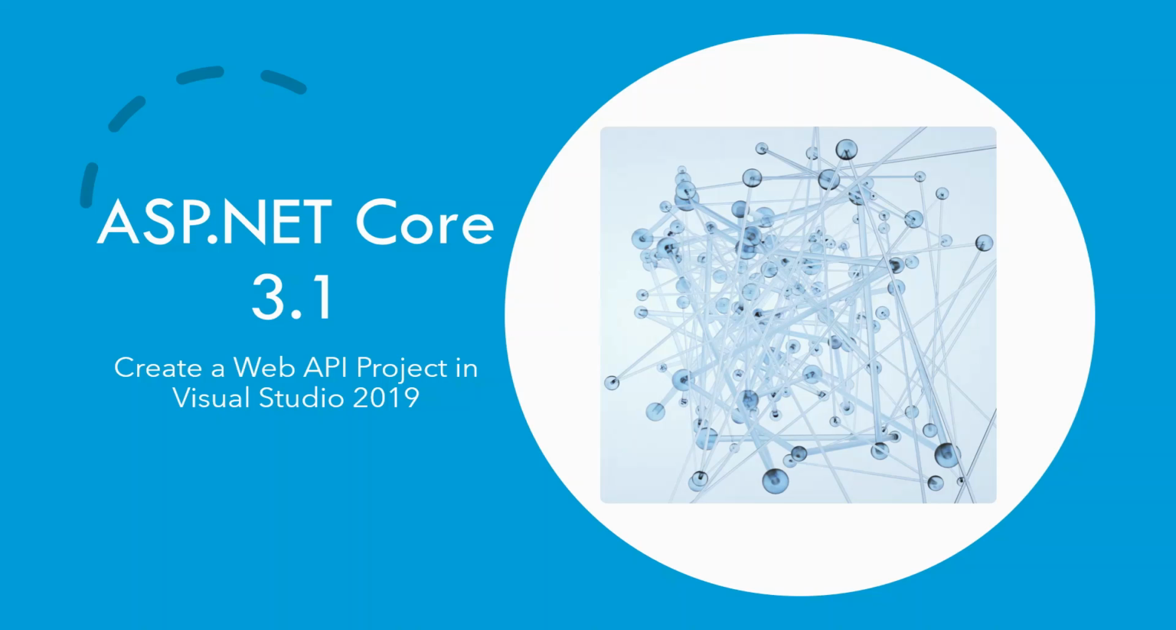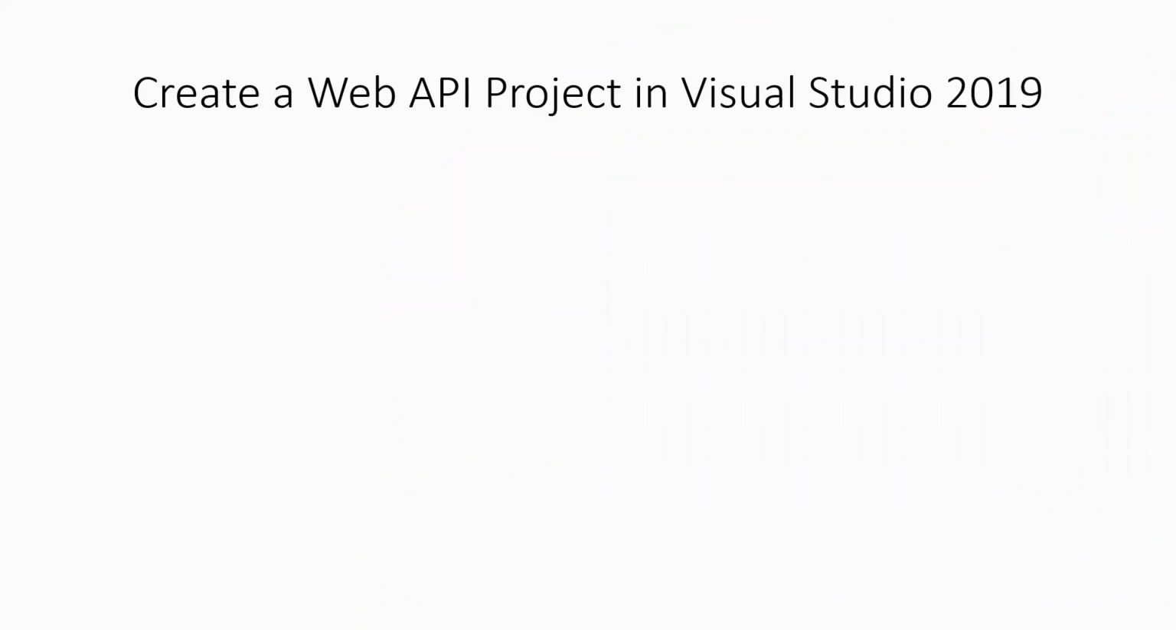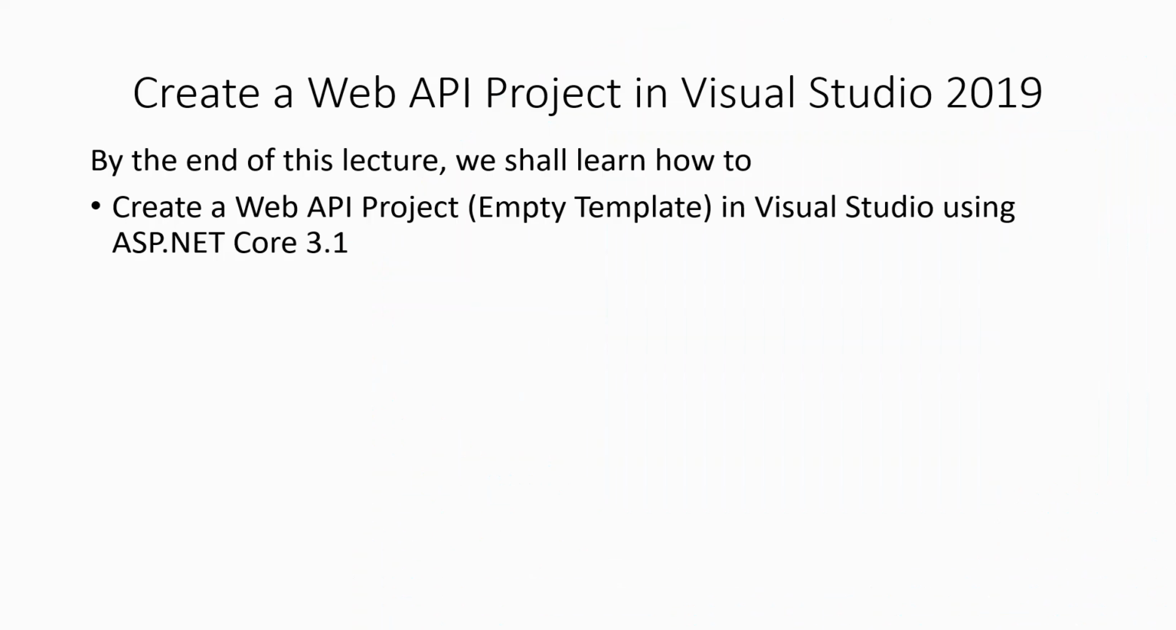So let's go over to the learning outcomes. The learning outcome is that we shall be able to create a web API project with the empty template in Visual Studio 2019 using the ASP.NET Core 3.1 framework. And this project will be the base of our project, which will be a combination of a web API project, as I introduced in the last lecture, and which will be consumed in the same solution by an ASP.NET Core MVC client. So let's switch over to Visual Studio now.